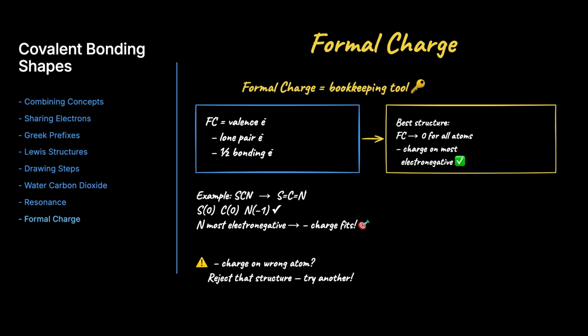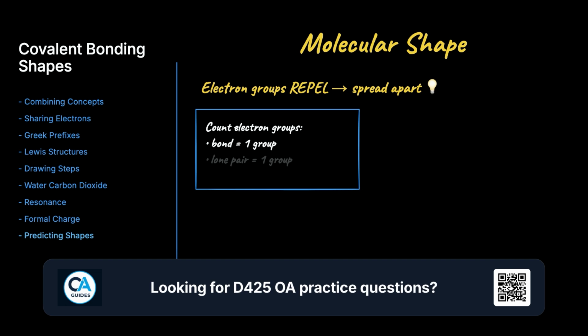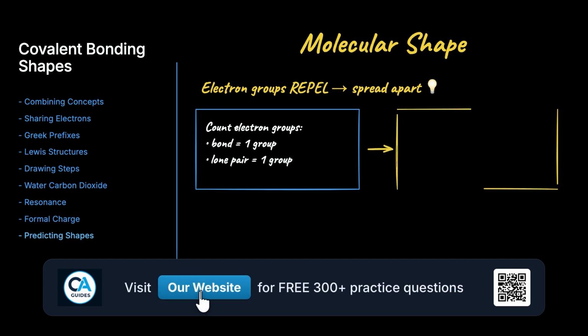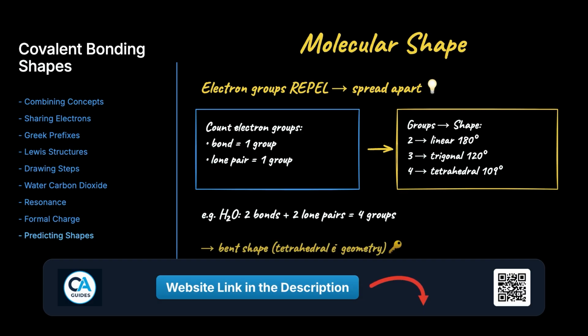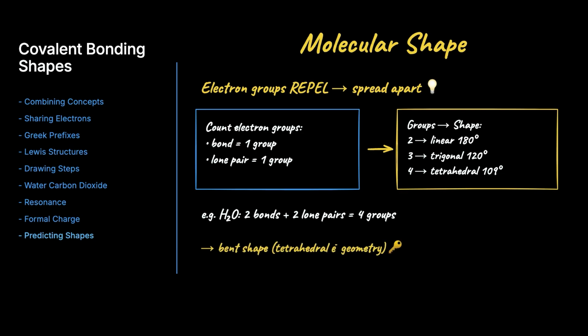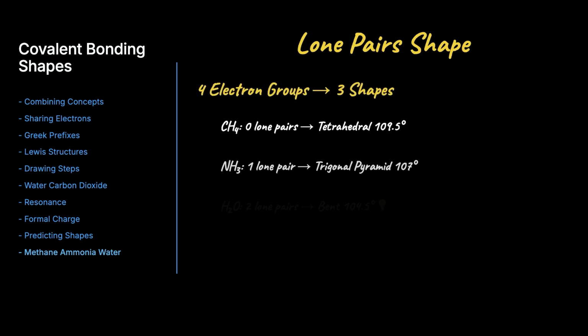Now for one of the most rewarding topics, predicting molecular shape from one simple idea. Electron groups around the central atom repel each other and spread out as far apart as possible. You count the groups, where each bond or each lone pair counts as one group, and the molecular shape follows directly. Here is a pattern examiners adore.